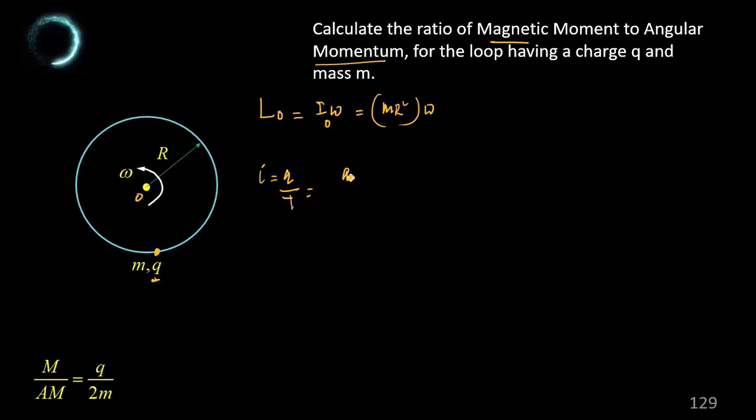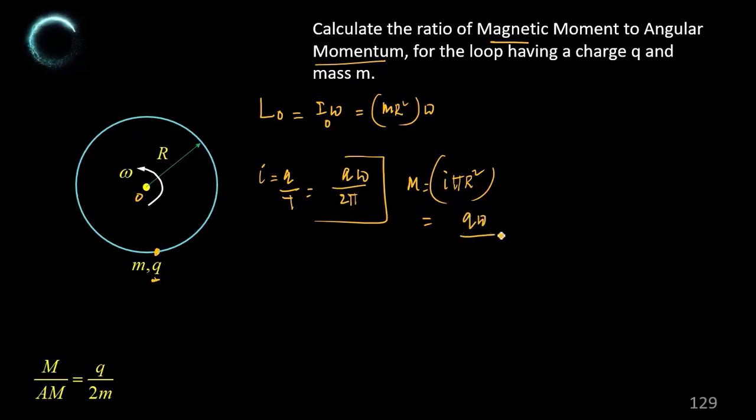So for Q, we take the charge, and for T, 2 pi by omega. So that is the I, the current flowing through this loop. What is M? M is equal to I into pi r square. I is Q omega by 2 pi into pi r square. Pi cancels, so ultimately Q omega r square by 2. That is the M value.